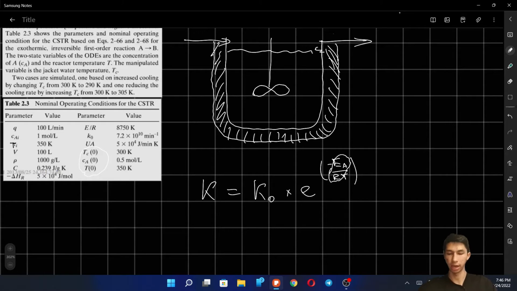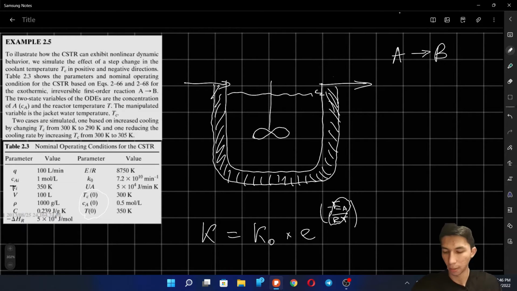We're going to go over that later. And we have our three initial variables. So Tc0 is going to be our initial cooling temperature for the cooling jacket. And Ca0 is going to be the initial concentration inside of the reactor. And T0 is going to be our initial temperature.